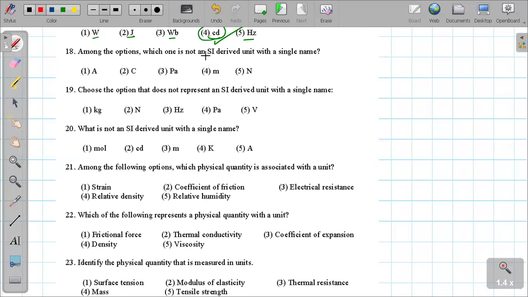Among the options, which one is not an SI unit with a single name? SI unit with a single name. Ampere, yes. This one, yes. Single name.